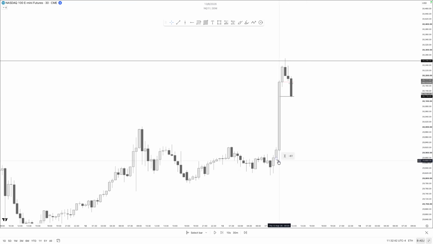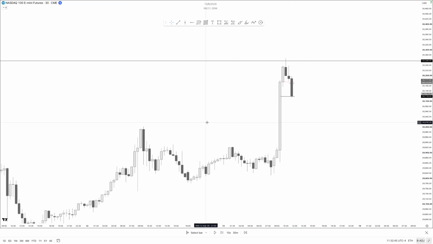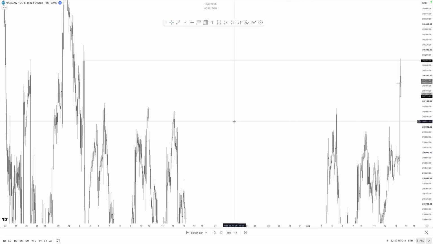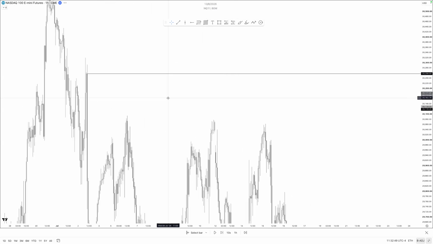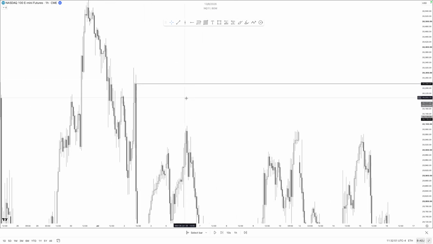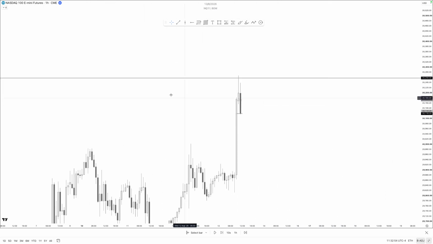Okay, so what is the higher time frame draw? Well, in this case, we can see this 4-hour and 1-hour rejection block, right? This here is my higher time frame PD array for this trade.